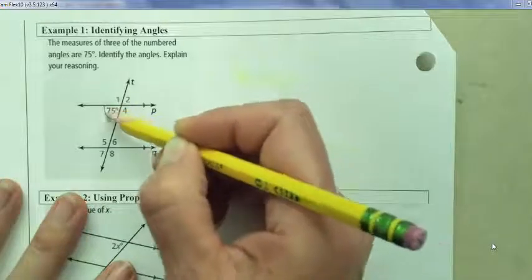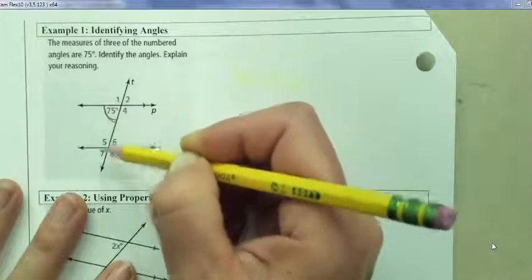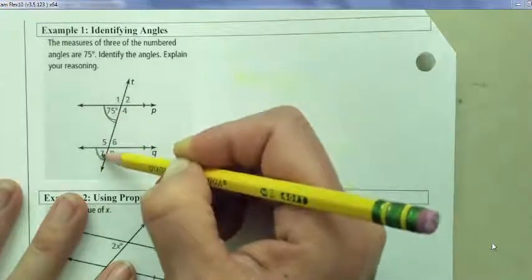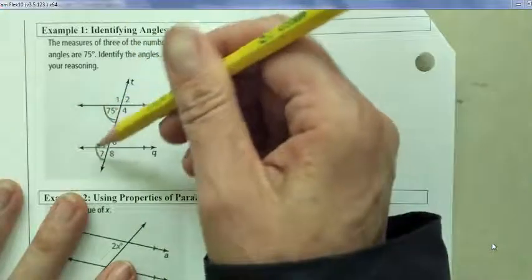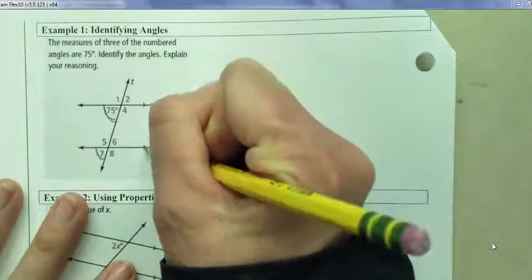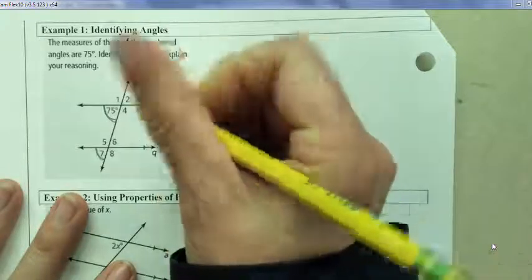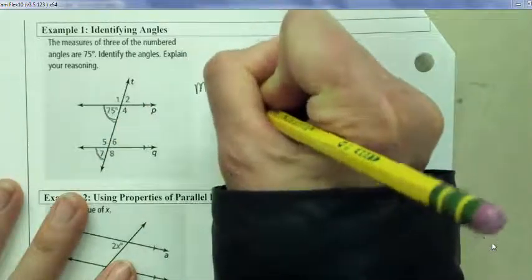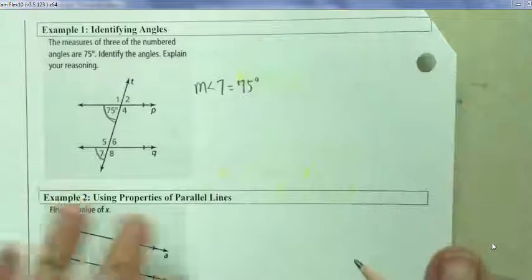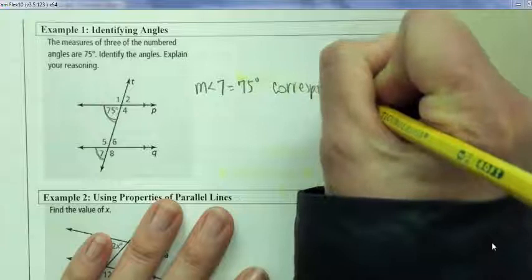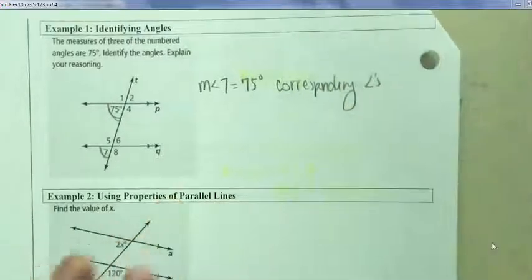this angle here is congruent with angle 7. How do I know that? They're corresponding angles, right? They're in the exact same position. They're both on the bottom of their respective parallel line, and they're both on the left-hand side of the transversal. Now that I've got two parallel lines, and I know that these are parallel because of those little arrows, then I know that these corresponding angles are going to be congruent. So the measure of angle 7 will be 75 degrees. And I'm just going to say, because of corresponding angles.